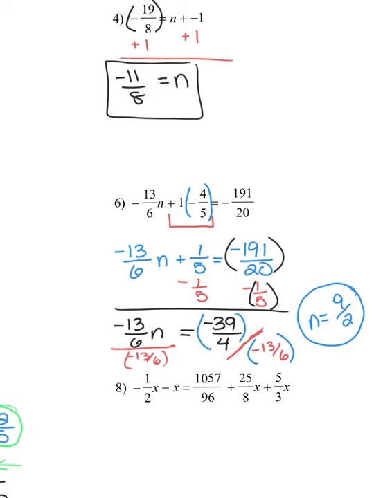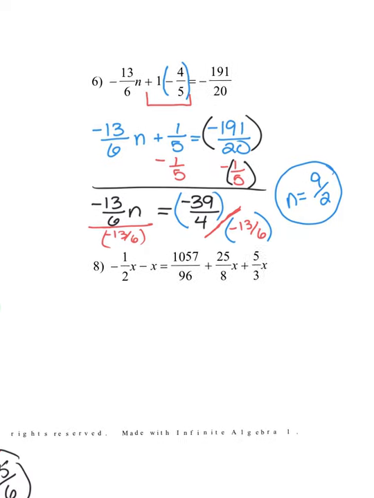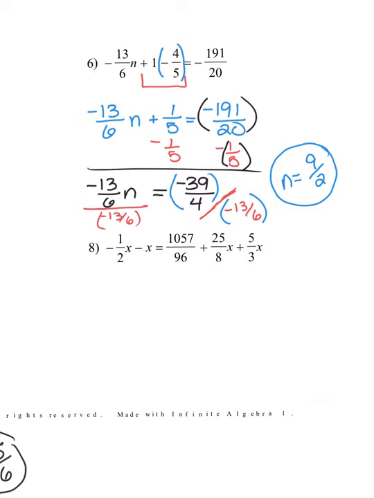Last question here, number 8. Again, it looks nasty. It's not that bad, especially when you're using a calculator. So the first thing, I would put a 1 here. In your calculator, do negative 1/2 in parentheses minus 1, because I'm going to combine the x's on the left. That's going to give me negative 3/2x.